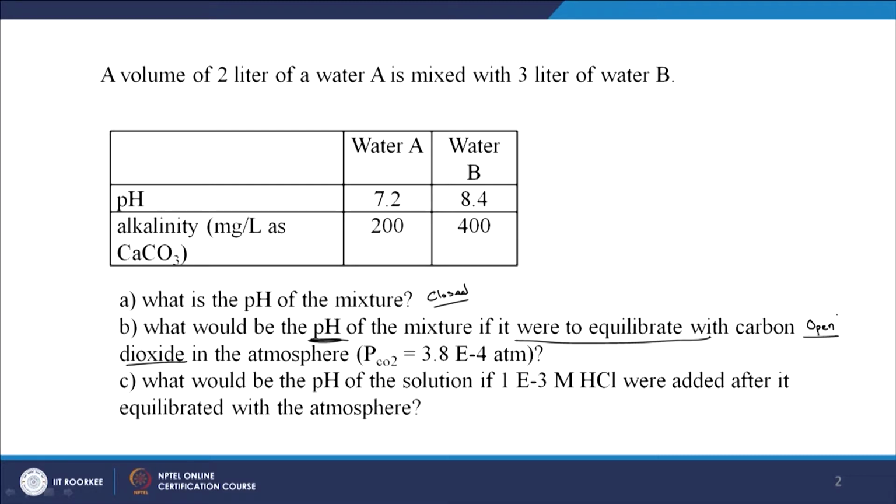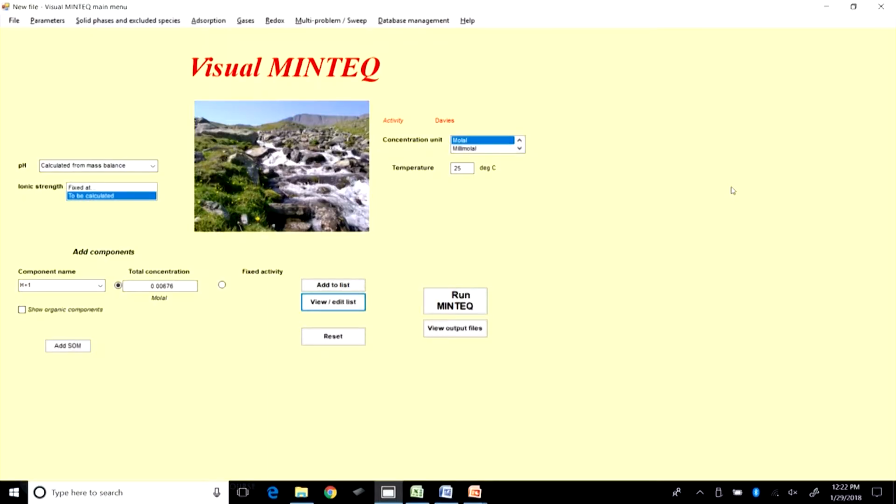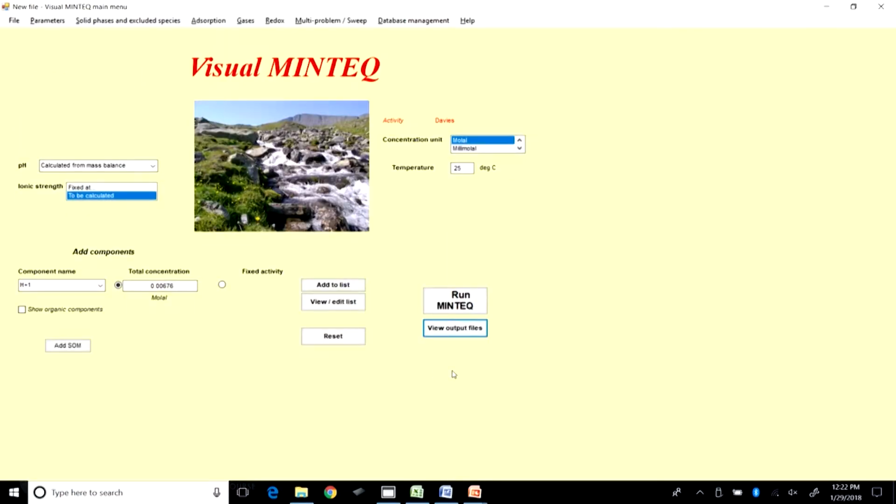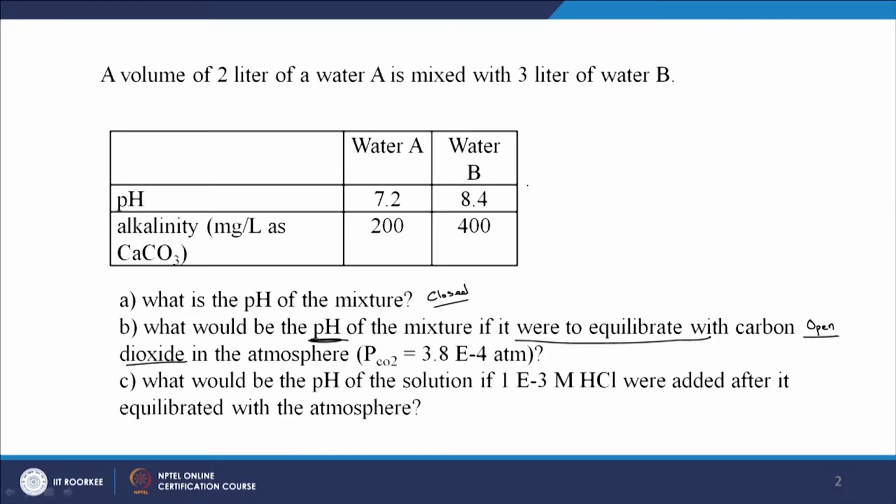So let us go back to Wien-Mintek here, and we already plugged in the relevant values, and I think we ran it. Where is the output? So we had a pH of 7.8, but this, as we just looked at, is for the case of the closed system. Now we want to look at how to go about it if the partial pressure of carbon dioxide is given. Your solution is now in equilibrium with this partial pressure of carbon dioxide, given as 3.8 into 10 power minus 4 atmospheres, and this is the solution you looked at initially in case A. So what are the new values?